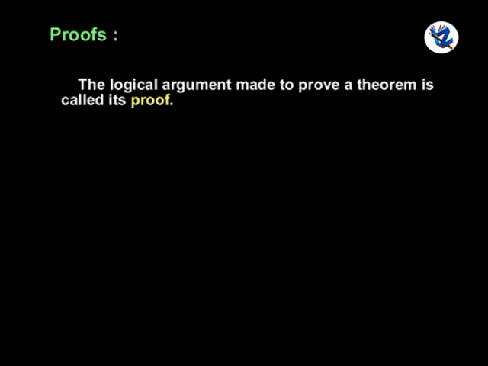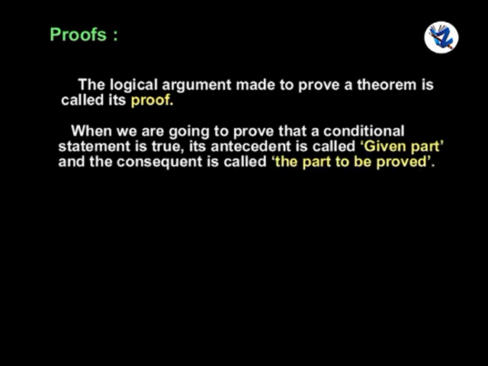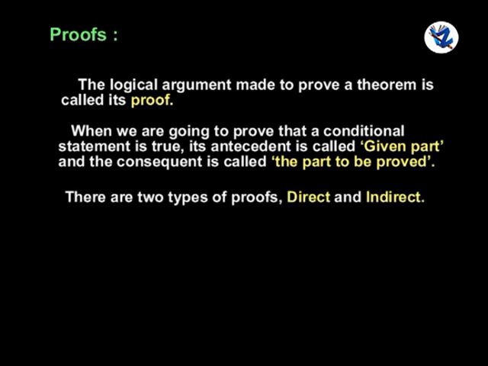The logical argument made to prove a theorem is called its proof. When we are going to prove that a conditional statement is true, its antecedent is called the given part and the consequent is called the part to be proved. There are two types of proofs, direct and indirect.